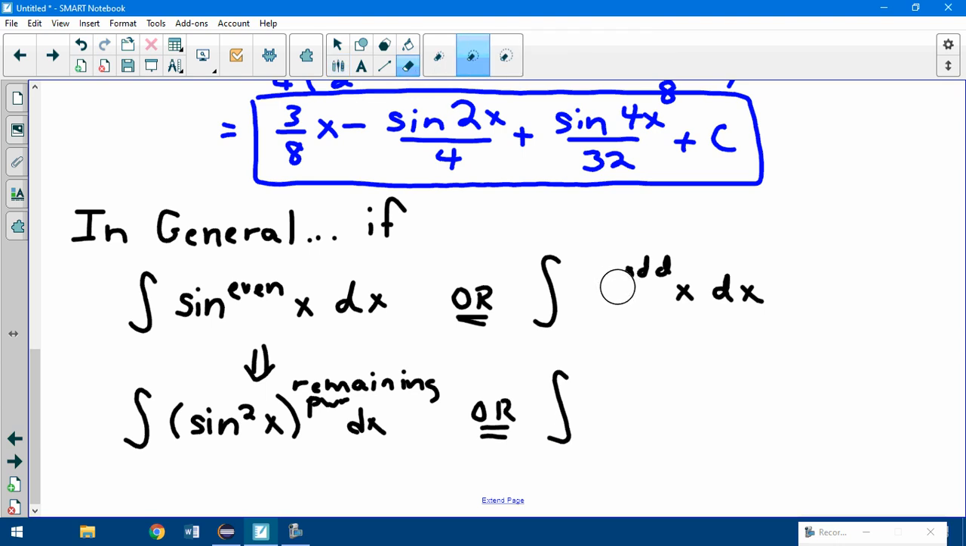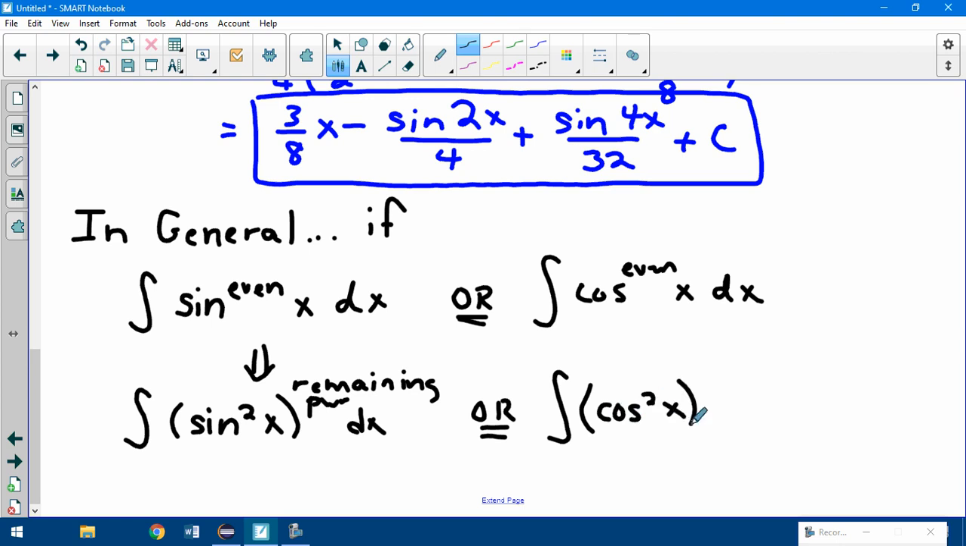Oops, I do the same exact thing every time. Sorry, this isn't sine to the odd. This is cosine to the even. We're talking about even powers today. Stop complaining. Everyone makes mistakes. Okay, so if you have sine to the even power or cosine to the even power, this is what you do. You change this to cosine squared of x, again to the remaining power, dx. And once you've got that, when you have a sine squared or a cosine squared, you can use the double angle identity.